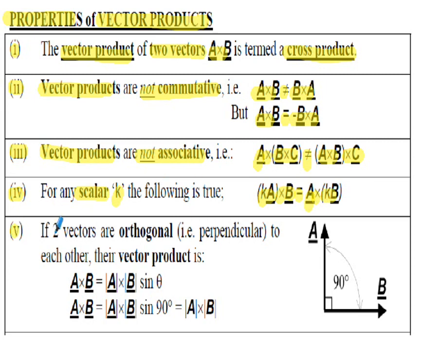Property 5. If two vectors are orthogonal to each other, that's perpendicular to each other, their vector product A cross B is the magnitude of A times the magnitude of B multiplied by the sine of theta. That's the definition of a vector product. If in our case the angle between the two vectors A and B is 90 degrees, then the sine of 90 degrees is 1, so therefore A cross B is the magnitude of A times the magnitude of B.